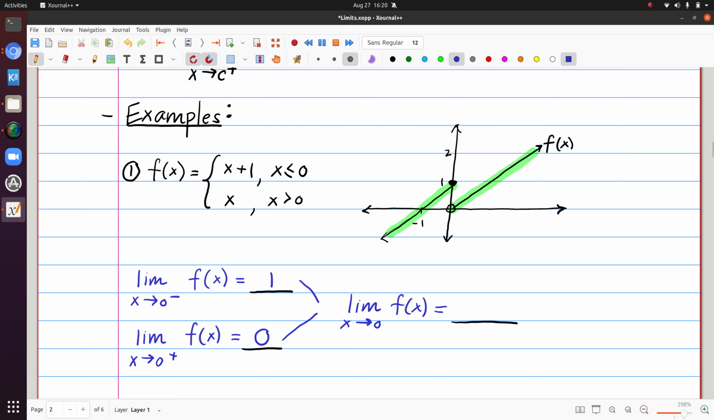These don't match. So the limit from the left I can find and the limit from the right I can find. But when they aren't approaching the same thing, that's when we say the limit doesn't exist. And so we can use a D and E for that.